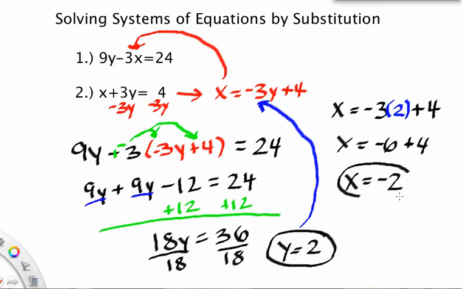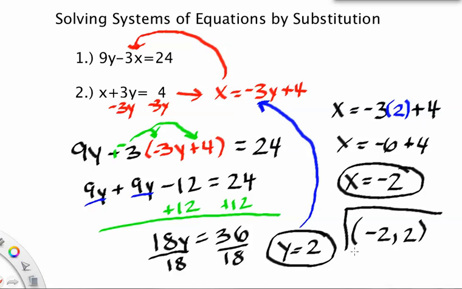No way. We have an x value now, we have a y value now. And so we can write our answer as a coordinate. X value, of course, first, because in the alphabet x comes before y. And it's going to be written negative 2, positive 2.